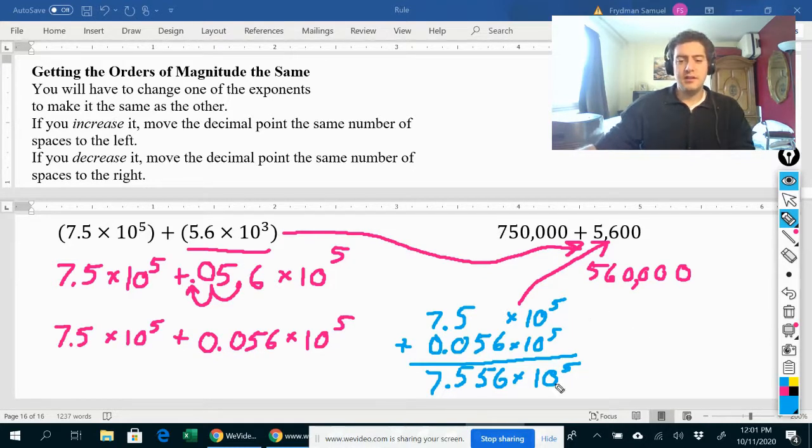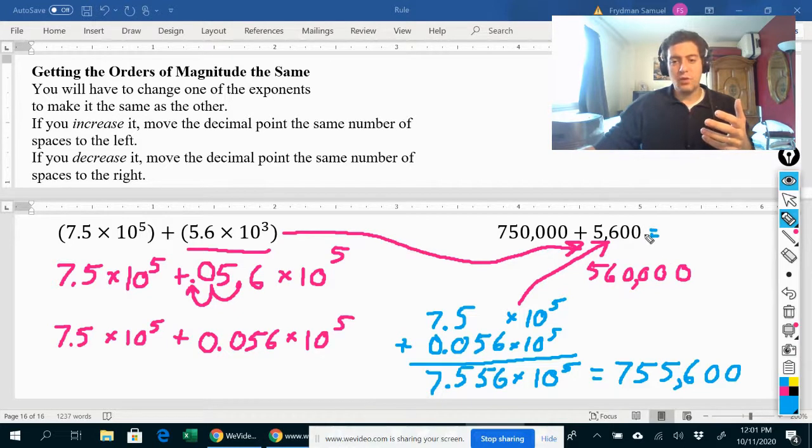Now, to see that this answer is reasonable, this is equal to, if you take this decimal point and you move it 5 spaces to the right, 1, 2, 3, 4, 5, we're going to get 2 zeros at the end. So that would be 7, 5, 5, 6, 0, 0, and then we can put a comma in there. Our final answer would be 755,600 in standard form. And that's exactly the same thing that we get when we add these two numbers together. 750,000 plus 5,600 is equal to 755,600. So it all makes sense.